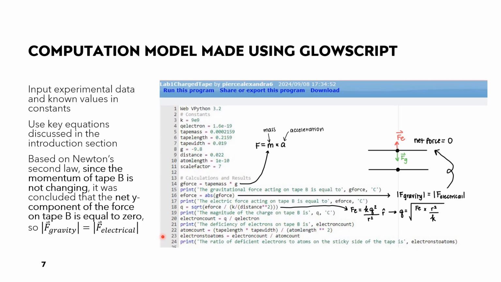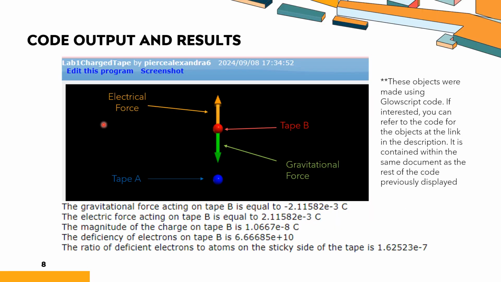deficient electrons to atoms. So here's the free body diagram that was outputted from my code, and as you can see, the lengths of each vector for the electrical force and gravitational force are equal because they have the same magnitude, and we have the values for these two listed right here. Then we also have the magnitude of the charge on tape B. We have the deficiency of electrons, which is just the number of electrons the tape lost when we charged it, and then we have the ratio of deficient electrons to atoms on that tape.